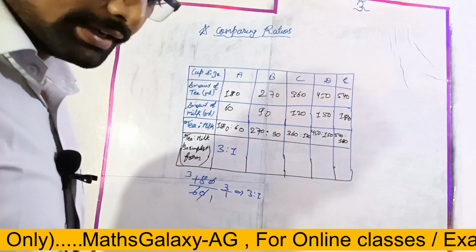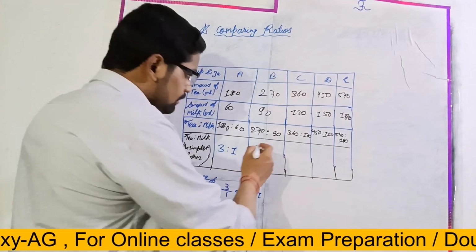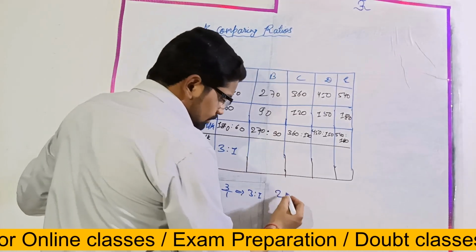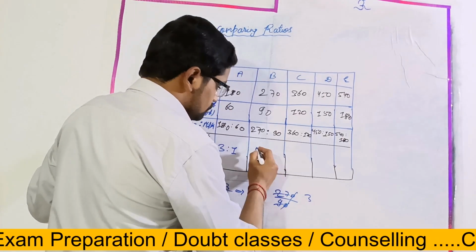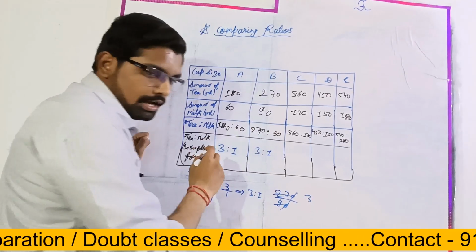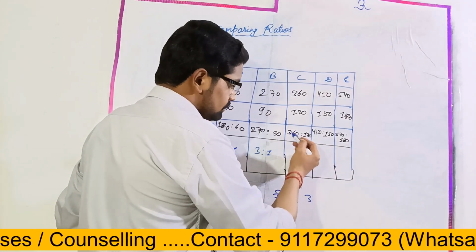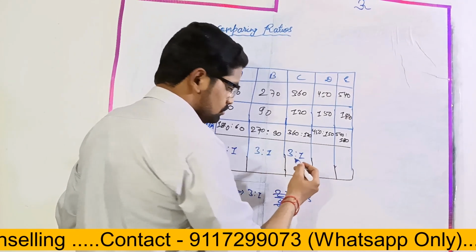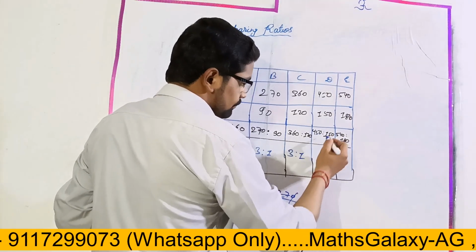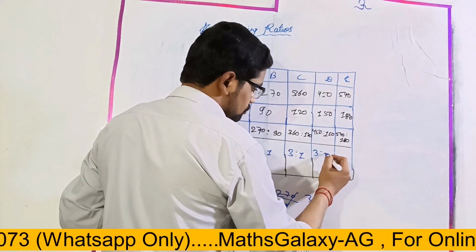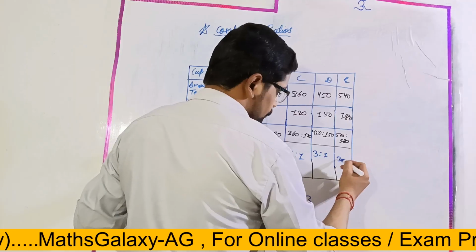So what do you get as a ratio in each? 3:1. Here 270 by 90 is 3 times, so it will be 3:1. Again 360 divided by 120, 0 0 cancel, 12 3 is 36. It's too simple, right? 3:1. 0 0 cancel, 14 15 3 is 45, so 3:1. Similarly 0 0 cancel, 8 3 is 54, so 3:1.